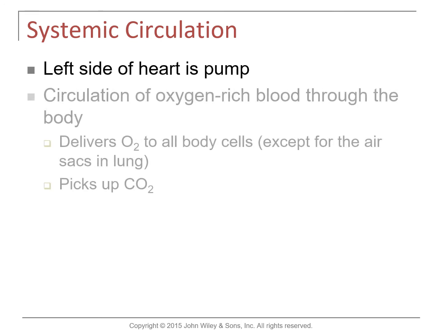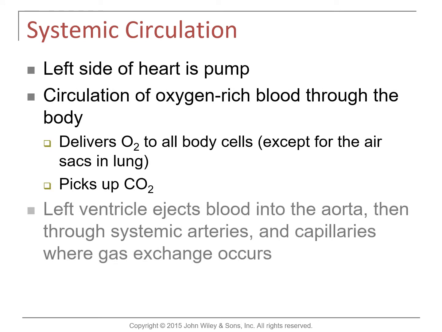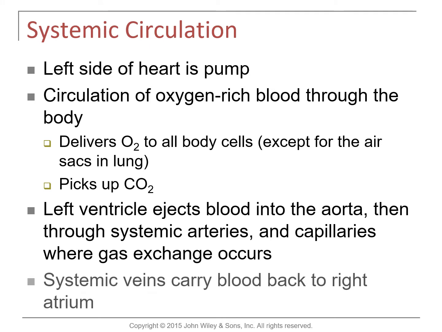The systemic circulation is created by the left side of the heart as its pump, where oxygen-rich blood returning from the lungs is delivered to all the body cells. Oxygen is released in the tissues, and carbon dioxide created by cellular metabolism is picked up, and then that blood returns to the right side of the heart via the systemic veins and the vena cava.